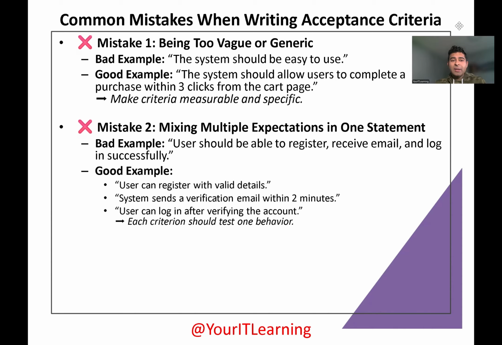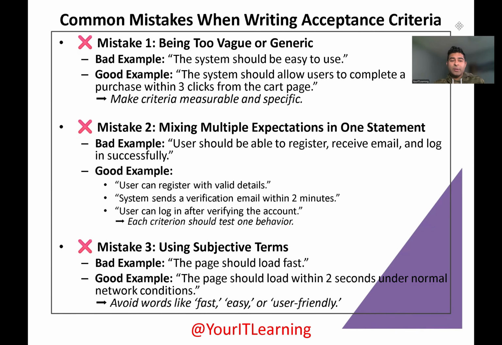A good example would be: user can register with valid details. System sends a verification email within 2 minutes. User can log in after verifying the account. If I'm a business analyst or product owner, I will create three user stories out of that. The user can register with valid details. The second one, system sends a verification email within 2 minutes. And the third one, user can log in after verifying the account. So each criteria should test one behavior, so it's easy to test and easy for a developer to code.